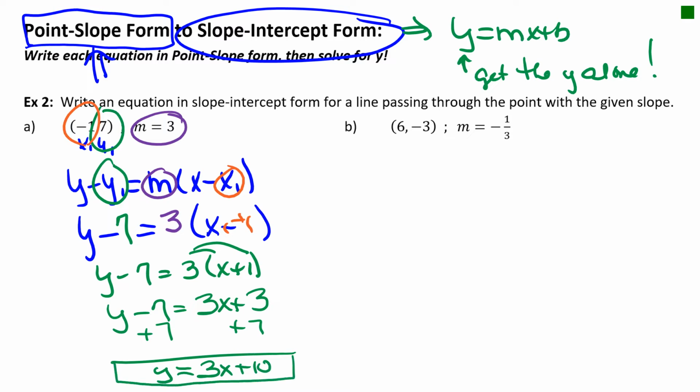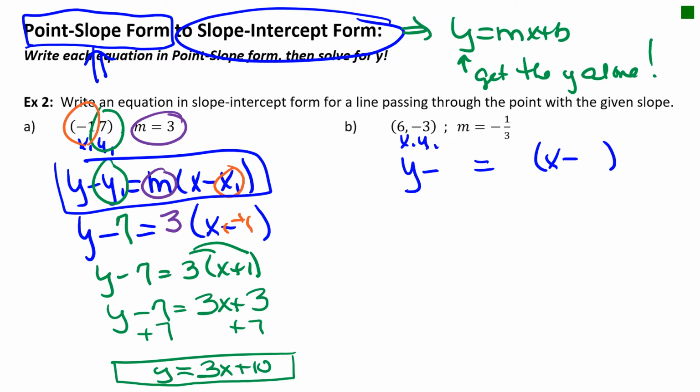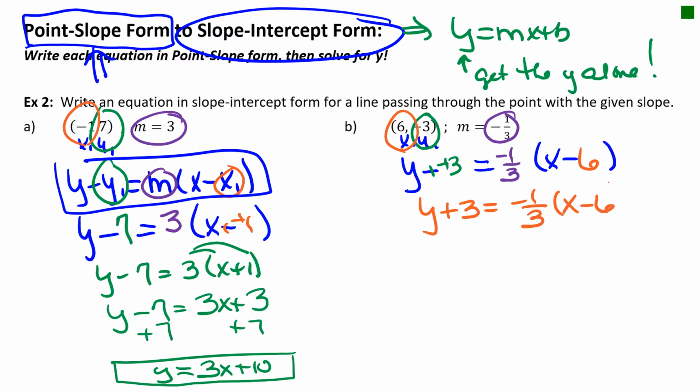There's your slope-intercept form. On B, there's x1, y1, there's m. So y minus, look, I am getting lazy. I'm skipping. Do you see how I'm skipping this step and just writing the fill-in step? So now I need to know. First thing it wants is y1, negative 3. Whoops, change it. This is where m goes, negative 1/3. This is where x sub 1 goes, 6. So what I've got now is y plus 3 equals negative 1/3 times x minus 6.